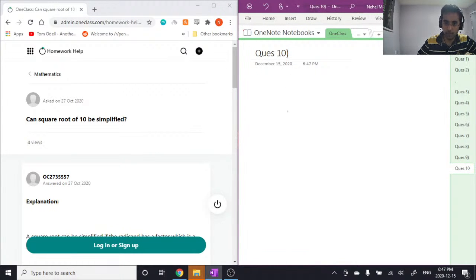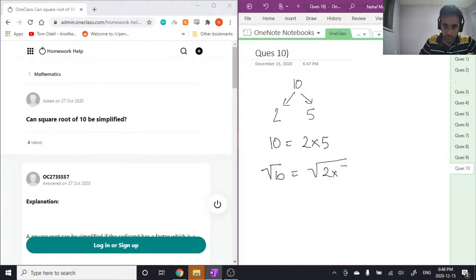For any square root question, I know that the first step is to find factors. So if I look at the number 10 and try to get the prime factors, I'll start with 2, which is a factor. So I get 2 times 5, and then 5 doesn't have any further factors. So the prime factorization of 10 is 2 and 5. Therefore 10 can be written as 2 times 5, and then square root of 10 is nothing but square root of 2 times 5.